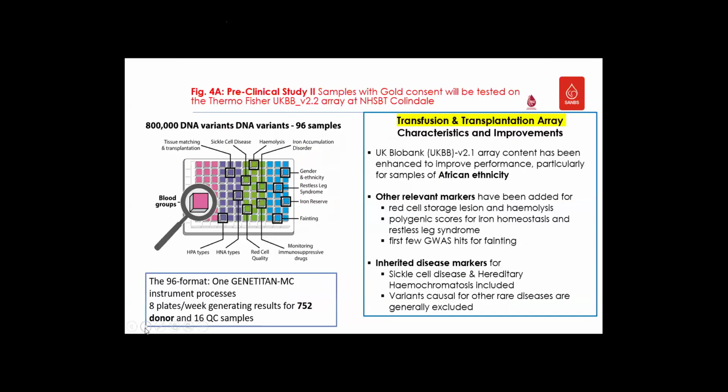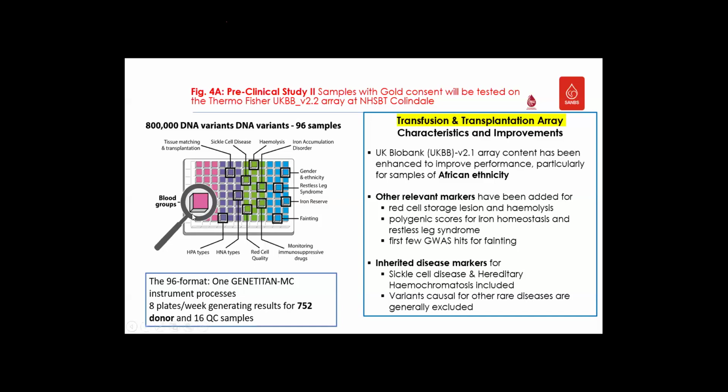Okay. This is just a bit of a diagram to show you what this array looks like. So you can think of a laboratory 96 well plate. And if you look on the left, you can see all the markers that this array or this plate has. And it starts with the typical ones, your HLA, HPA, and where are the red cells? Oh, blood groups. Here we go.